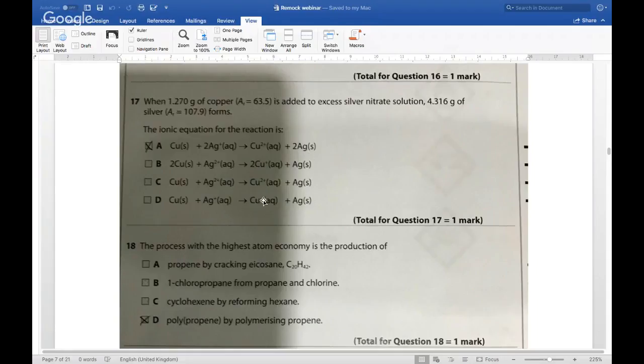The other ones can't be B, Ag is a 1 plus. Can't be C, Ag is a 1 plus. Can't be D, copper's going to form a 2 plus. We're done.